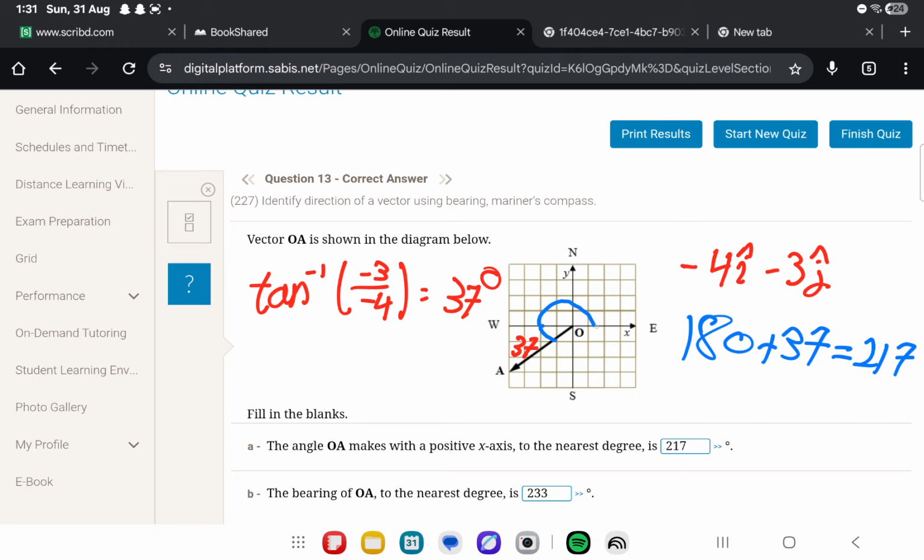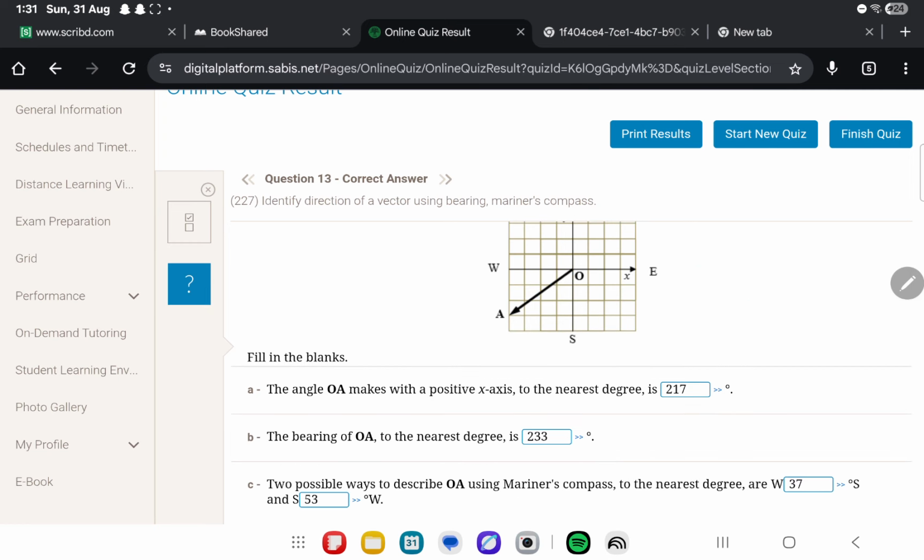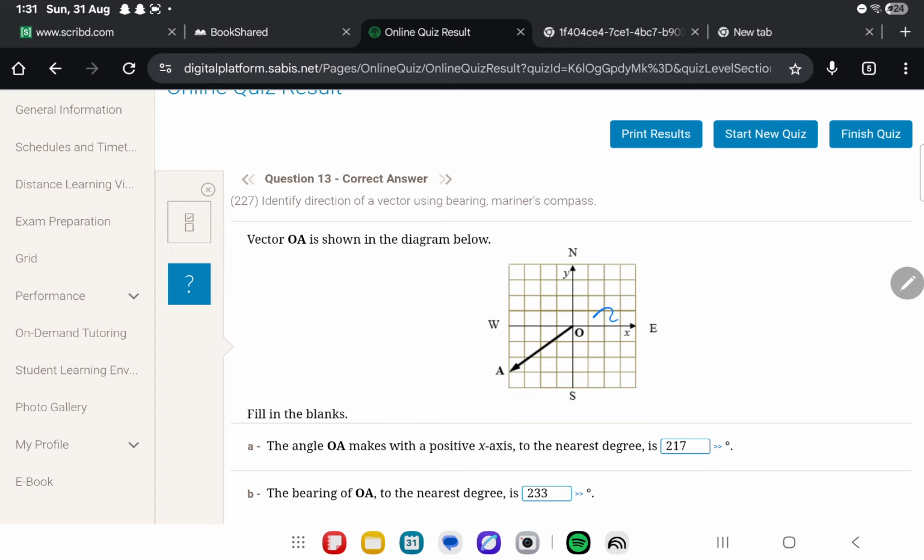If you can see, you can actually divide this entire quadrant into 180 degrees here and then 37 degrees here, which is what we have, right? So 37 plus 180 gives me 217. Now the bearing of OA. So we're going to find this angle. Basically, it's going to be 217 minus 90, and then subtract that. This is going to be 127 degrees. This is this angle, right?